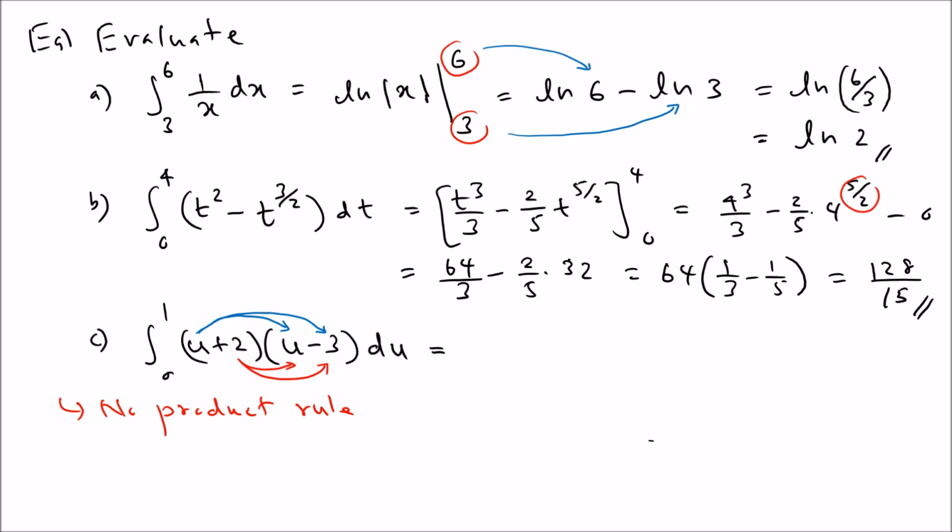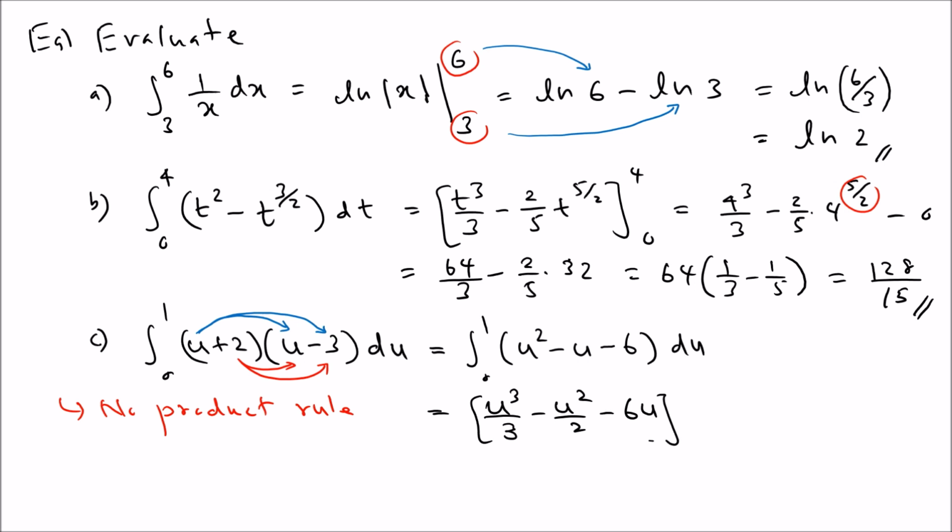If you do that, you're going to get, from 0 to 1, u squared, and then you have u times -3 and 2 times u, so that means you get negative u, and then -6, du. Then we can use the power rule: u cubed over 3 minus u squared over 2 minus 6u. With the bracket notation, from 1 to 0, if you plug in 1, you get 1/3, 1/2 minus 6 minus 0.